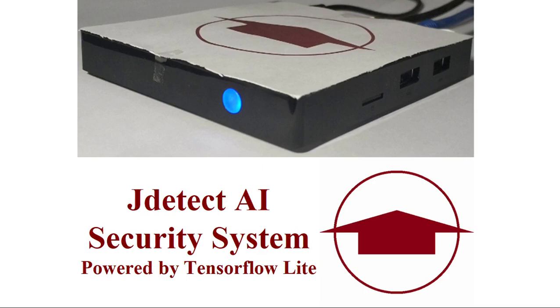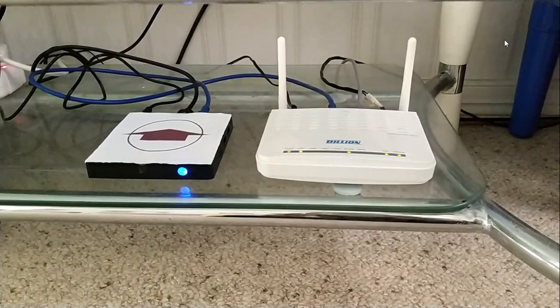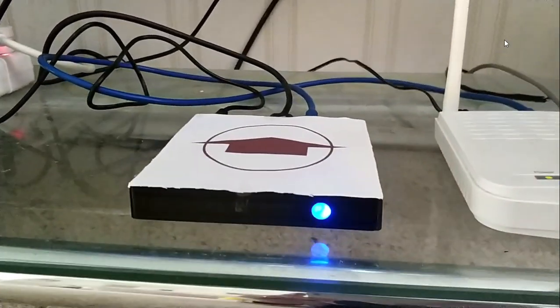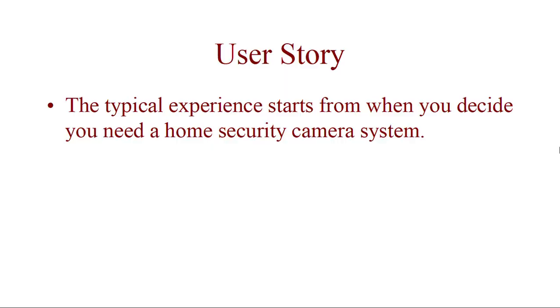Jdetect is an AI security system powered by Tensorflow Lite. What does this black box do? To understand Jdetect, let's look at a user story.